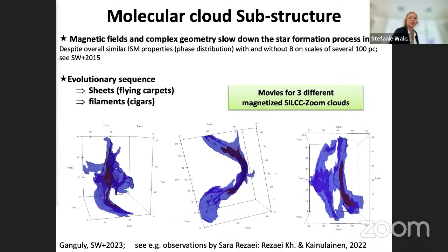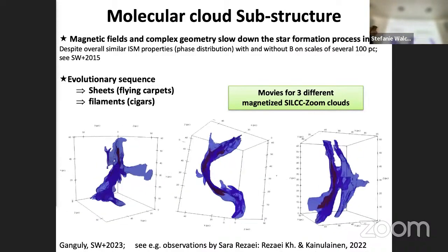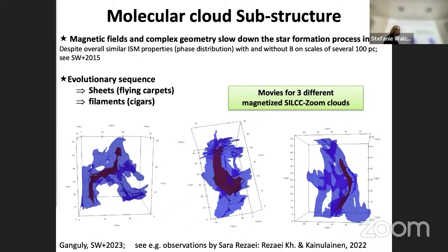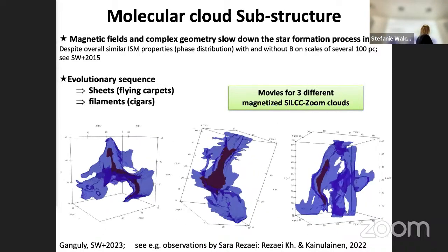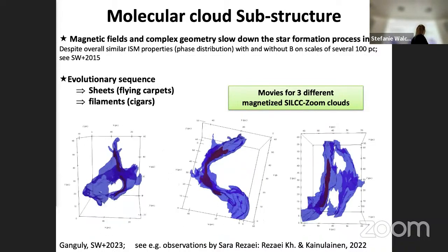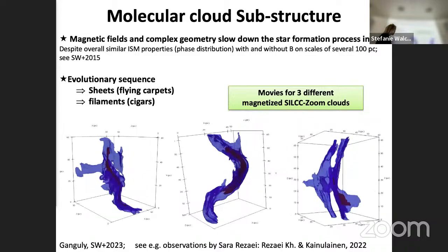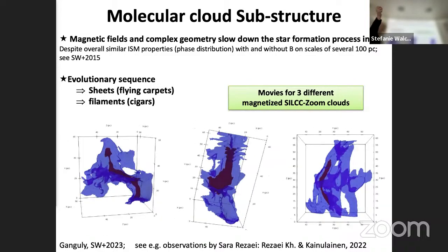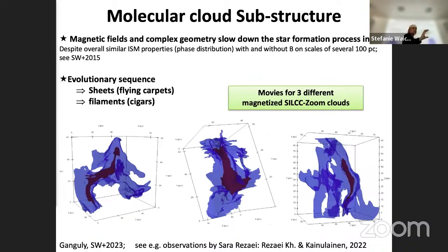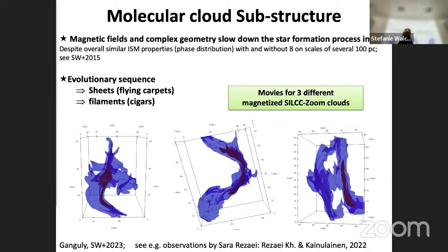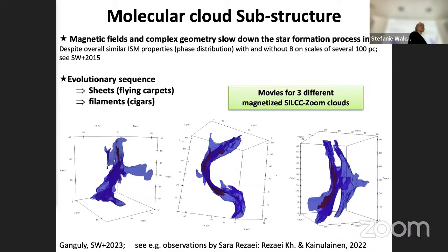And then I show you here what these sheet-like clouds look like. This is basically a 3D visualization of a given density threshold. And then inside, we picked a density threshold where we have more filamentary structures. So basically, these filaments are embedded inside the curved sheets and just in general sheet-like structures. I think they look like flying carpets to me.